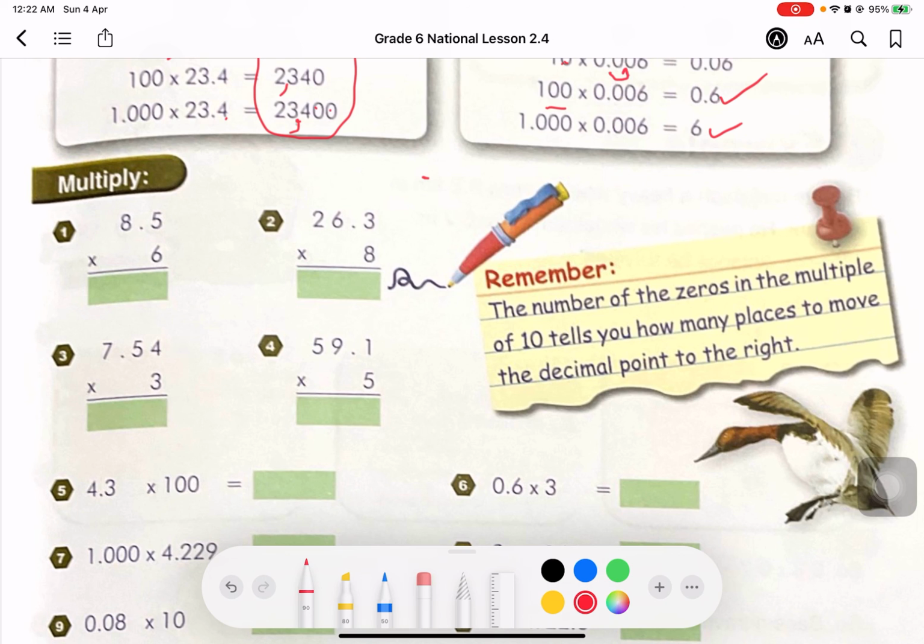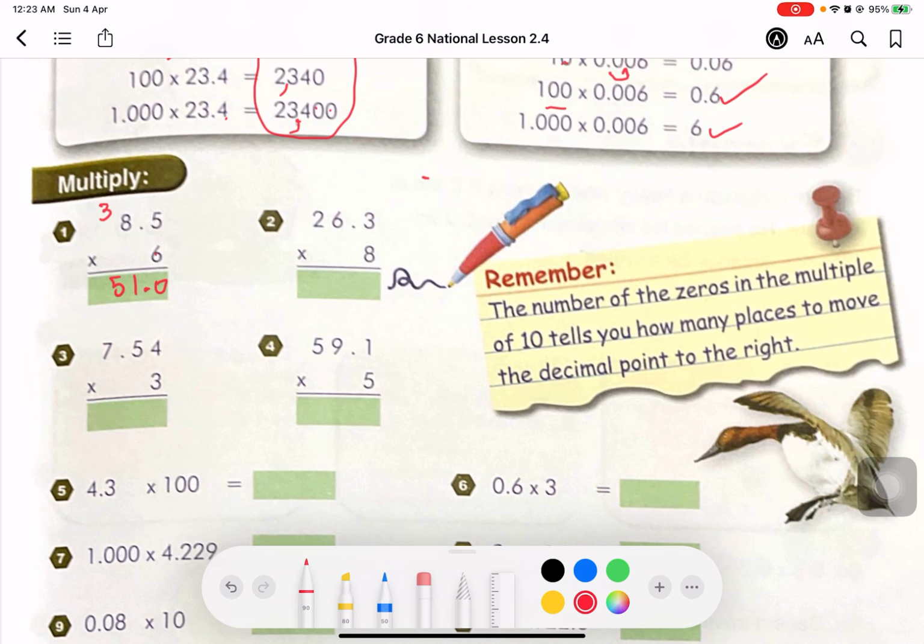Okay, I will do one here. For example, 6 times 5 is 30, write 0 and carry 3. 6 times 8 is 48, 49, 50, 51. So the answer will be 51. Now the decimal is after 1 digit. Move from the 0. Here is the decimal.